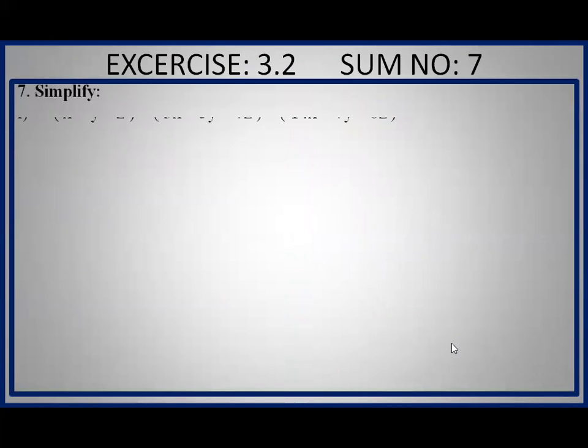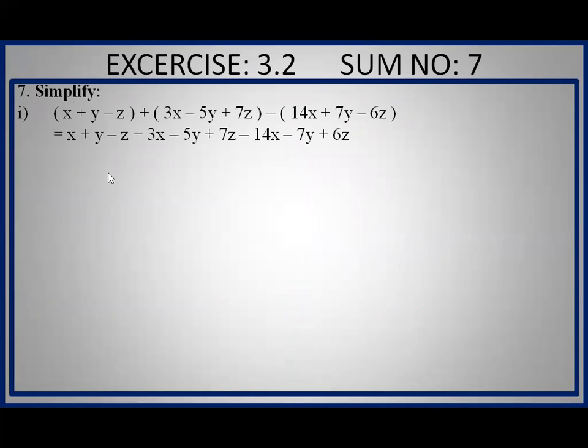We'll move to sum number 7, simplify. x plus y minus z, plus 3x minus 5y plus 7z, minus 14x plus 7y minus 6z. Here I'm just removing the bracket x plus y minus z. Since it is plus, just remove the bracket of 3x minus 5y plus 7z. Now here you have minus, so you have to change the sign of the entire next expression. So you get minus 14x, plus 7y changes to minus 7y, and minus 6z changes to plus 6z.